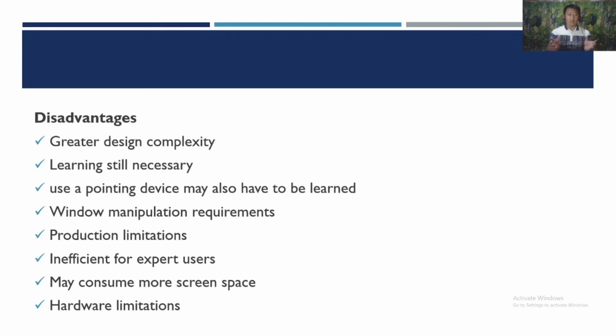Okay, but most importantly is the user. The user will learn the system. It's very important. The user learning the system is very important. All right. May consume more screen space. All right. So some other applications might consume more screen space. It depends on the display. Hardware limitations. Yes. So there are limitations on the hardware.